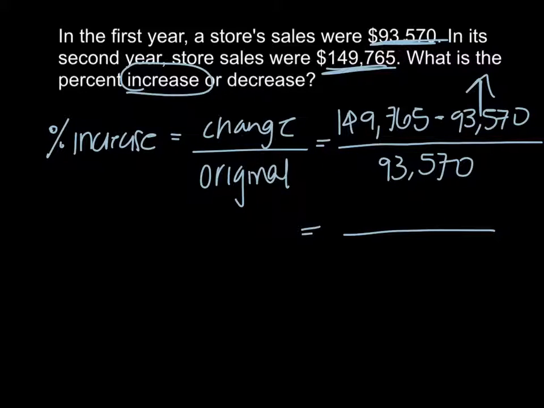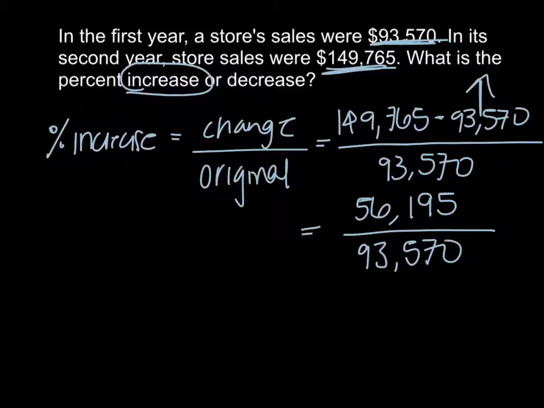So when I take 149,765 minus 93,570, I got 56,195. So that means that in year 2, I made $56,195 more than the last year. That's a lot of money to be making. A lot of extra money. I don't know what they did better in the second year. I don't know if they promoted themselves better, but they made a lot more in that second year. And then what I'm going to do is I'm going to divide it by the original year, so by the 93,000.